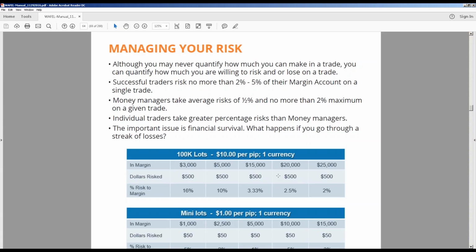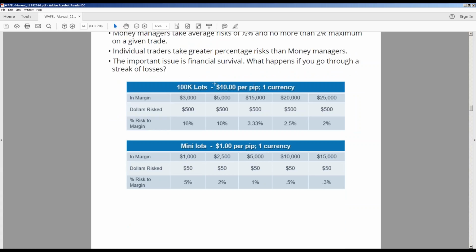Right, now if I'm trading with standard lots, which are 100k lots, and that will roughly equal $10 a pip, and I'm trading with 1 currency pair at a time. If I have $3,000 in my trading account and I'm risking $500, I'll be risking 16%. However, if I have $25,000 in my trading account and I'm risking $500, I'll be risking 2%.